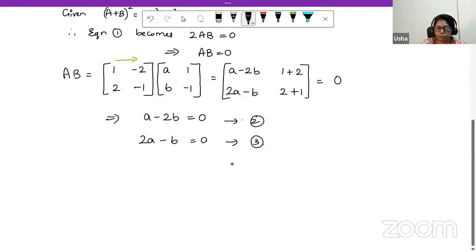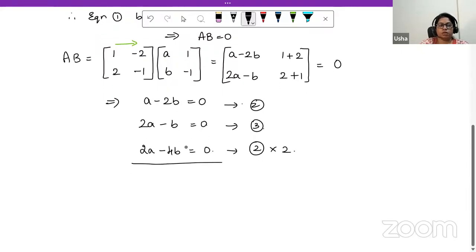Now I will multiply equation 2 with 2. So it becomes 2A, then minus 4B equals 0. Now simplify this, subtract this. This becomes minus, this becomes plus, and 2A minus 2A gets cancelled. Minus B plus 4B is 3B, and that is equal to 0. So since 3B is 0, B is 0.